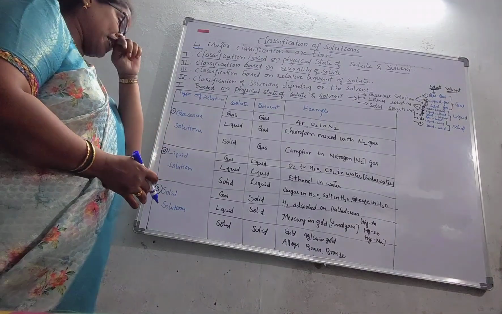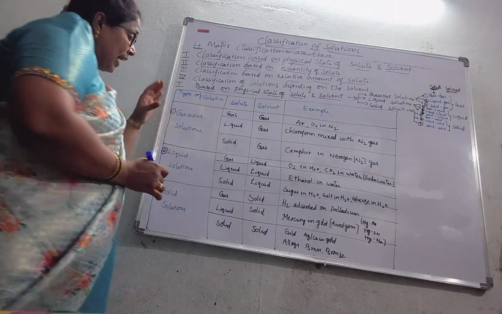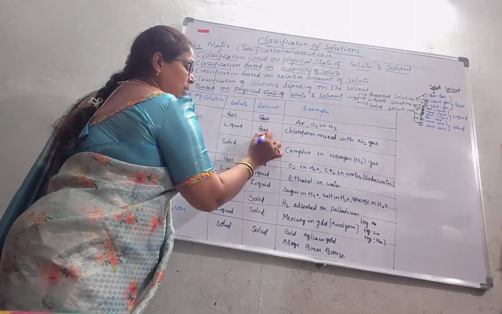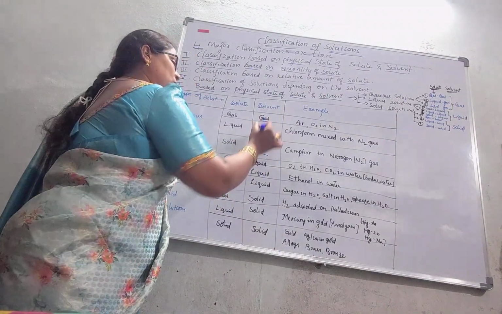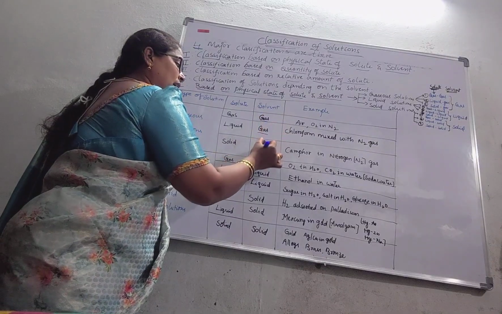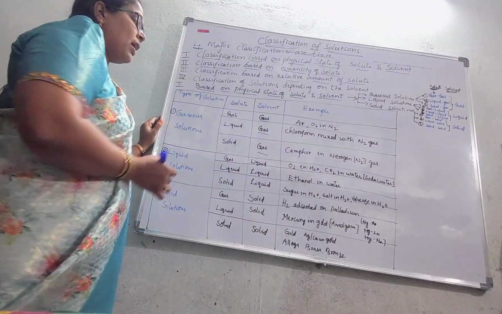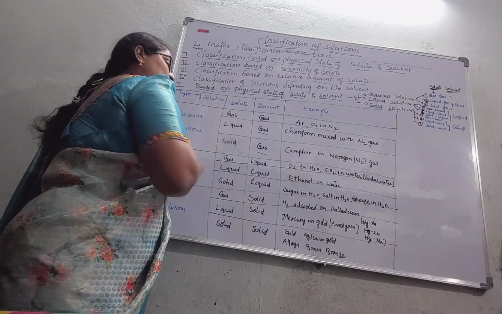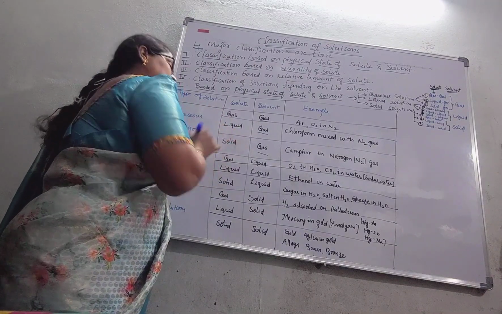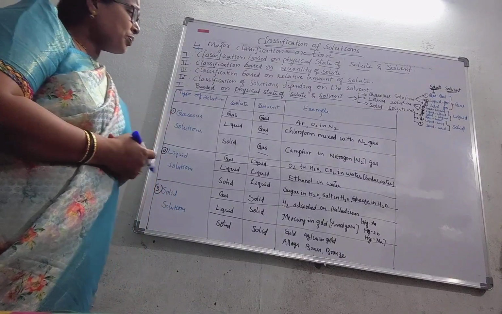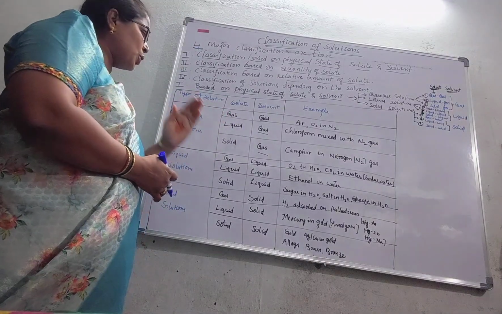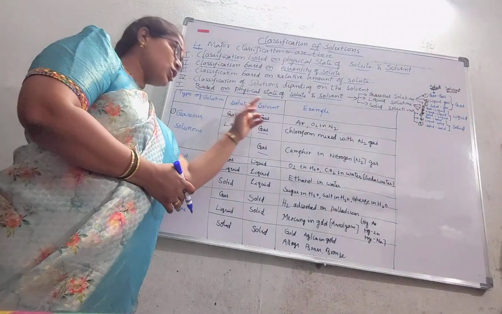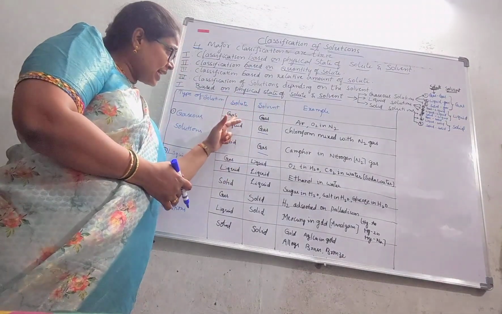Let us go for gaseous solutions. In gaseous solutions the solvent is a gas. In these three cases, only gas we take as a solvent. In the first case, gas is the solute; in the second case, liquid is the solute; in the third case, solid is the solute. What is the example of a gaseous solution? Mainly gas in gas type, which means the solute is a gas and the solvent is also a gas.